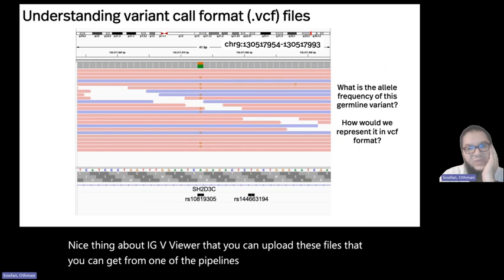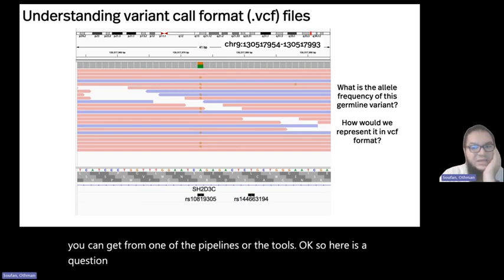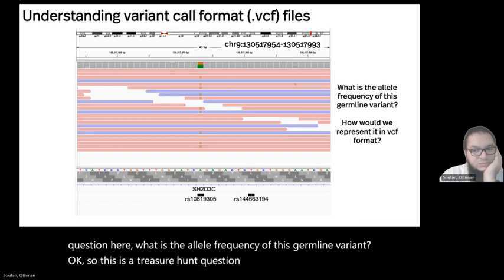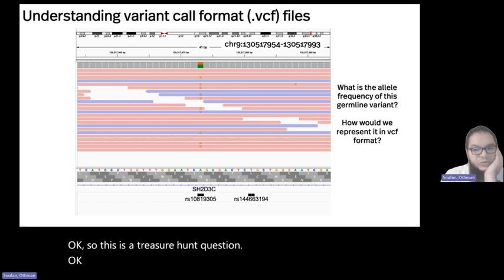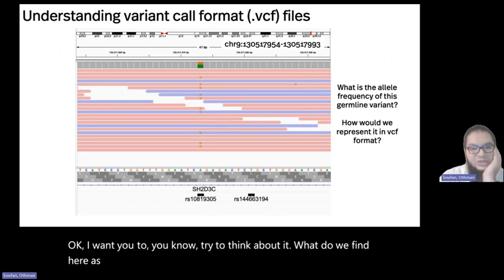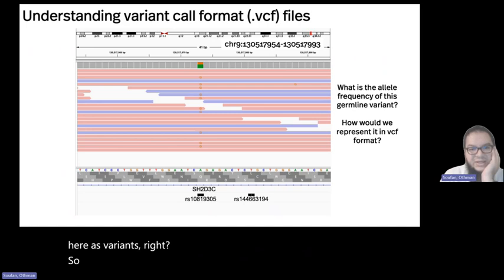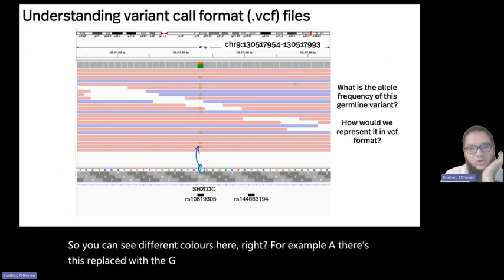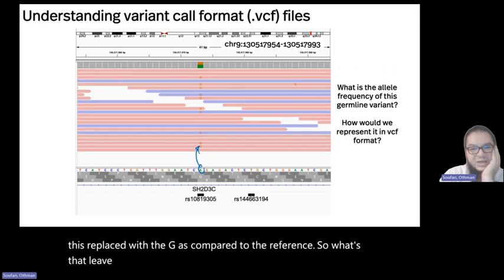Okay, so here is a question: what is the allele frequency of this germline variant? This is a treasure hunt question. I want you to try to think about it. What do we find here as variants, right? So what can you detect as some variants that we have? You can see different colors here, right? For example, A is replaced with G as compared to the reference. So what's the allele frequency in this kind of variant?